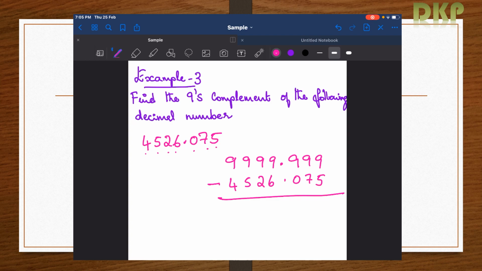What will I get? 9 minus 5, 4. 9 minus 7, 2. 9 minus 0, 9, a decimal point. Then 9 minus 6, 3. 9 minus 2, 7. 9 minus 5, 4. And 9 minus 4, 5. So this is the nines complement of 4526.075.